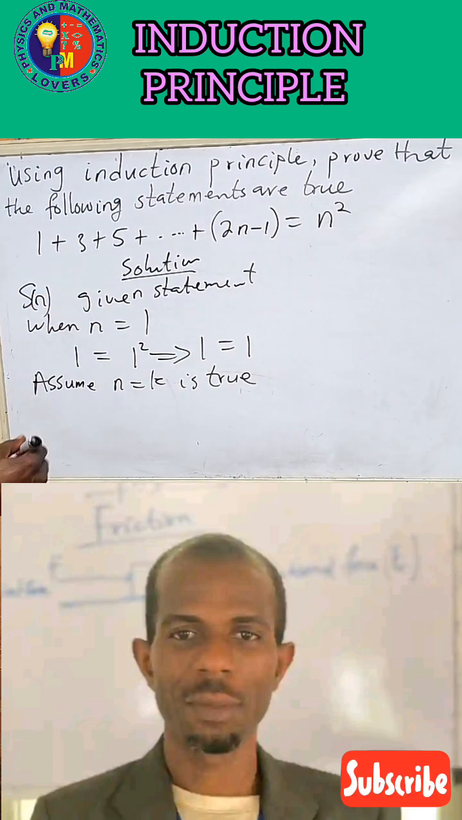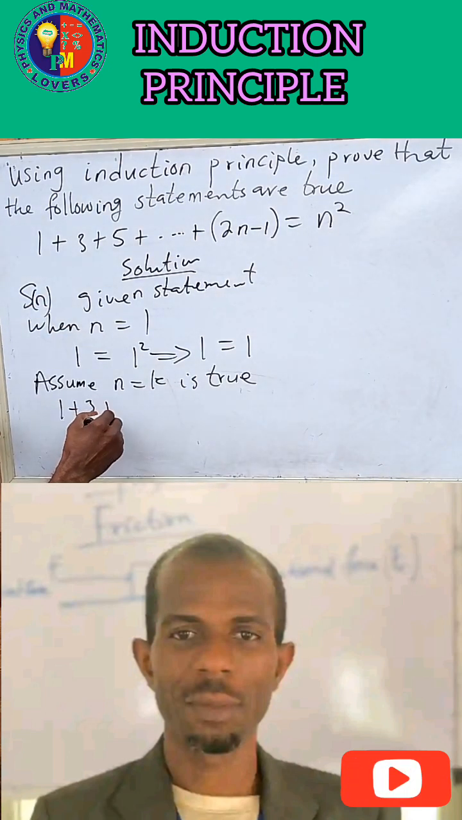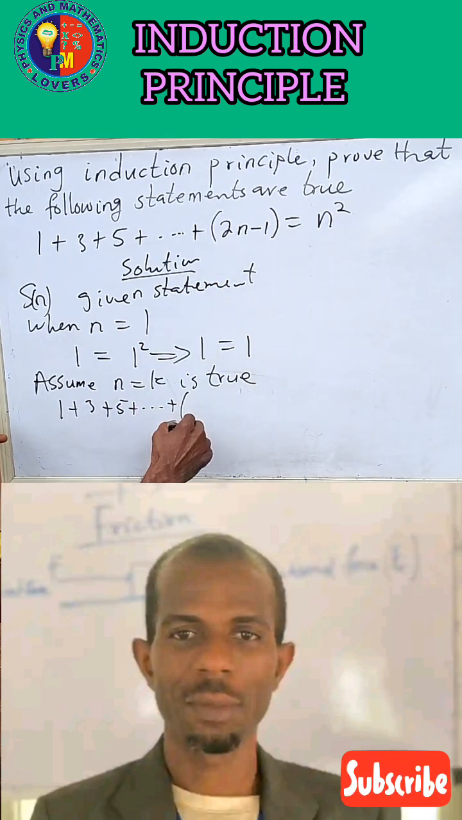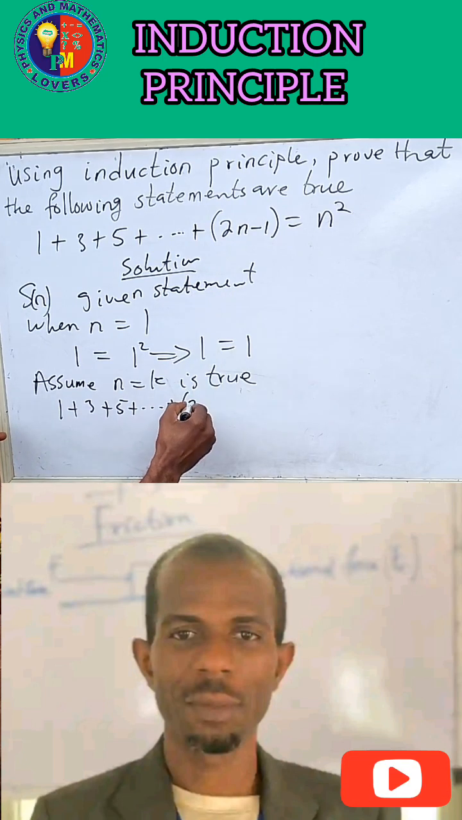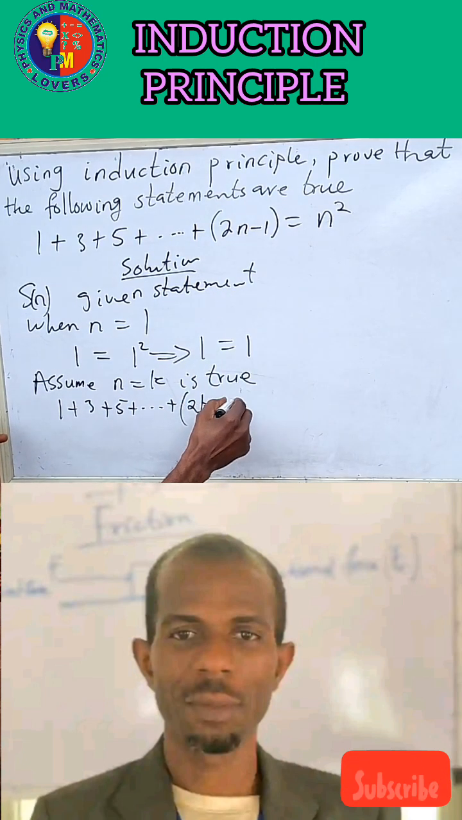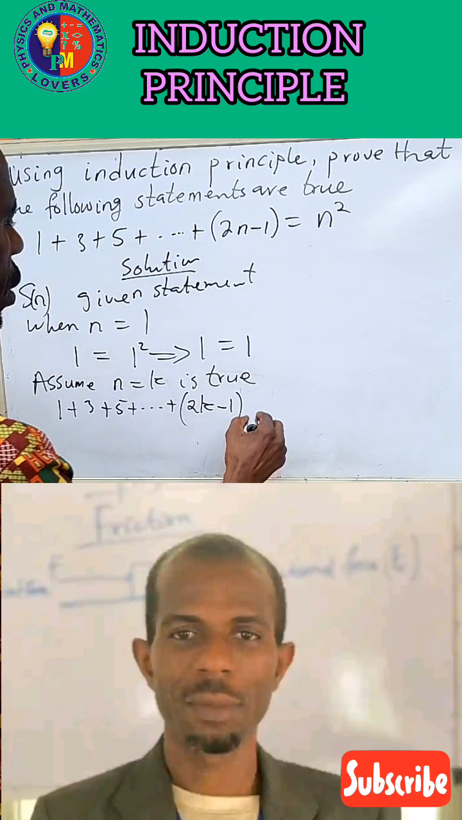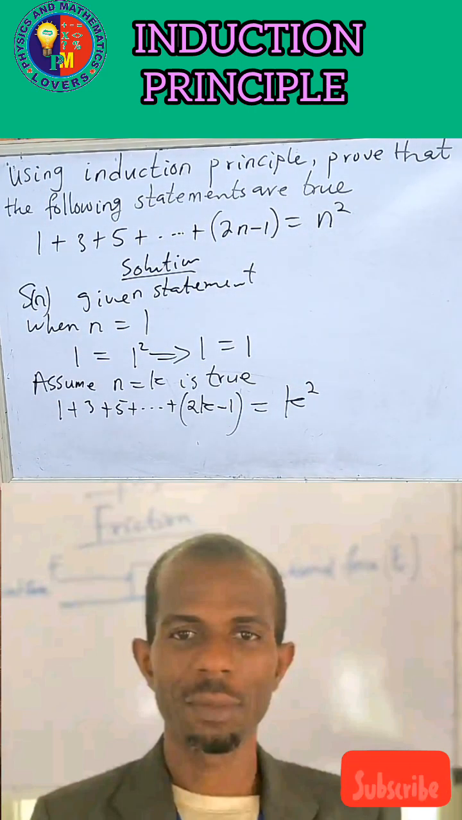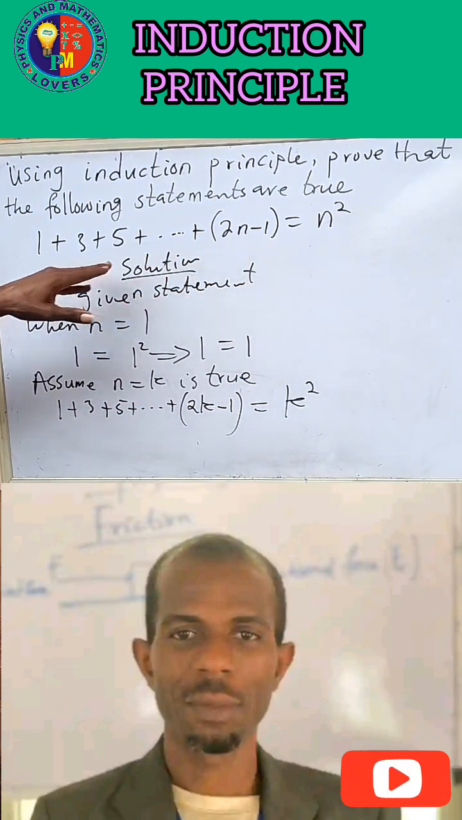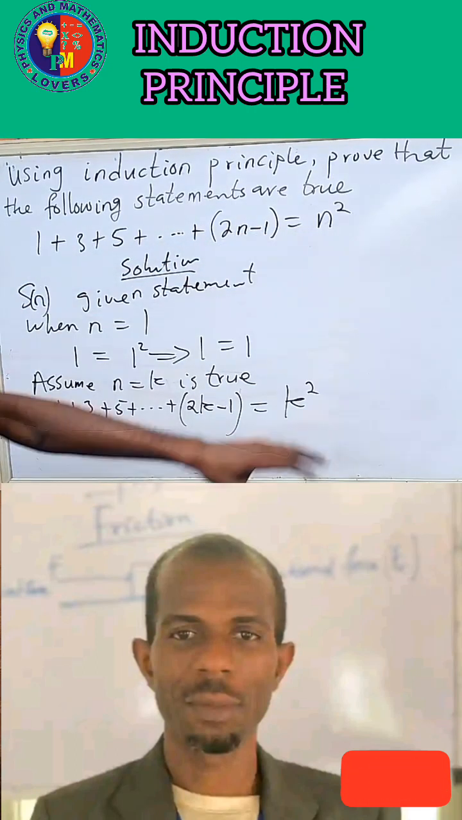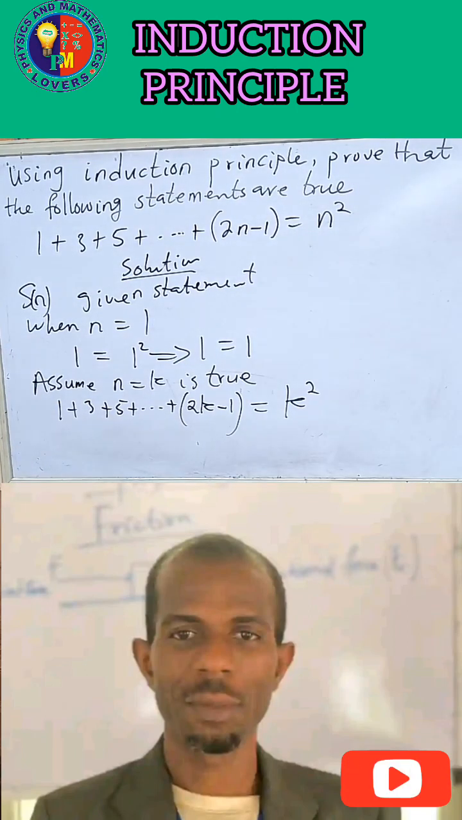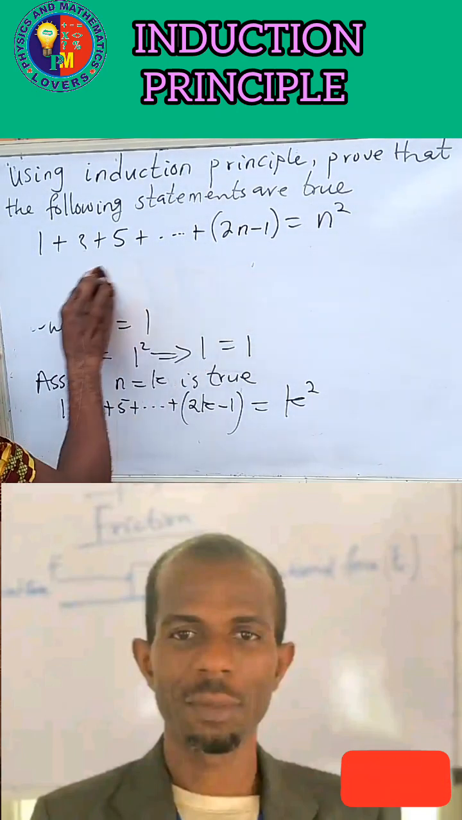So I'm going to have my 1 plus 3 plus 5 plus, up to, in this place you put your k, wherever you see n, it becomes 2k minus 1. Then you go to this side, it becomes equal to k squared. As you can see, this statement is also true for the sum of these natural numbers.